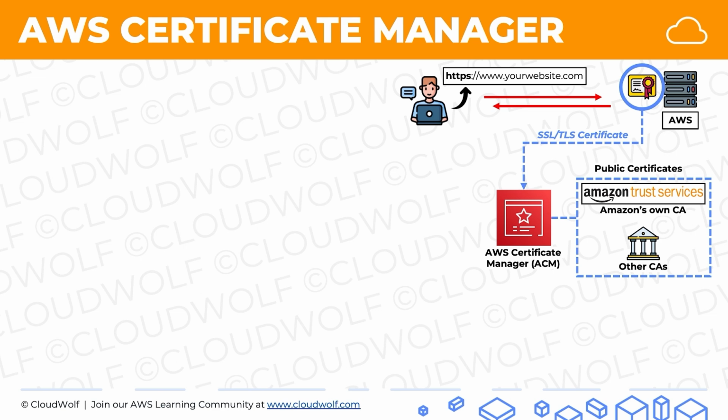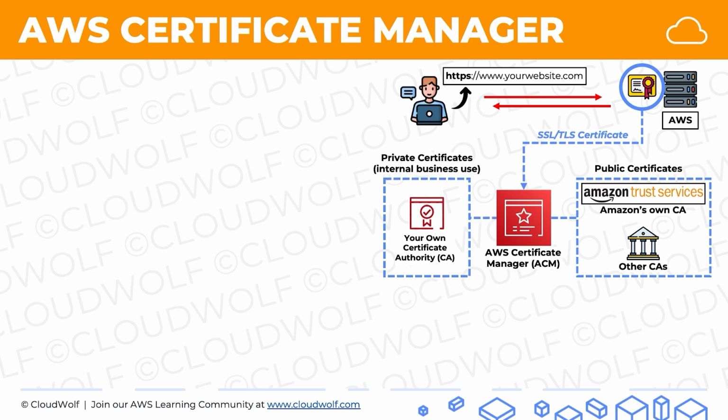The second type of certificates that ACM works with are your own certificates. So you can set up a certificate authority of your own inside ACM. And this is, of course, for private use internally within your business. So you might have use cases inside your organization where you need to issue these certificate authorities or certificates for internal use, and ACM can facilitate that as well.